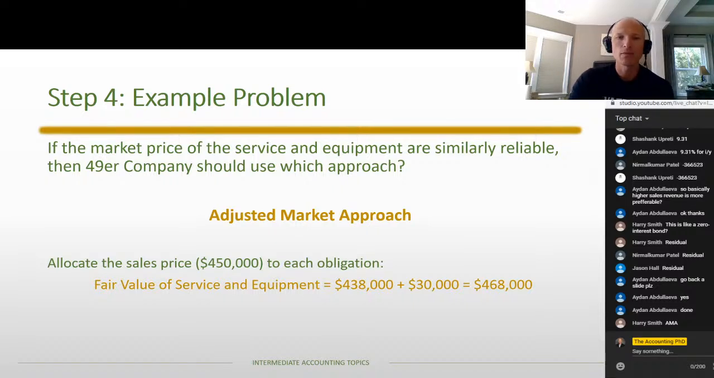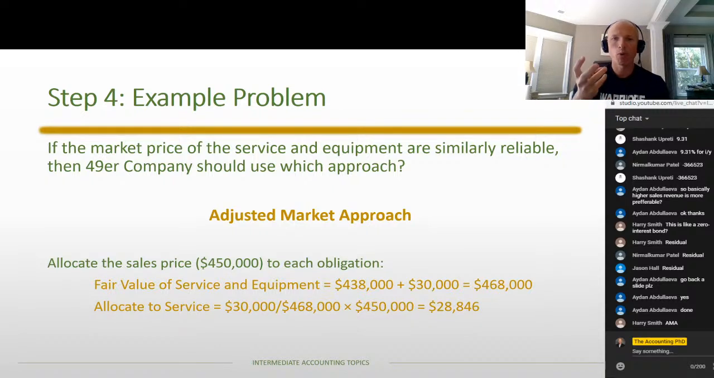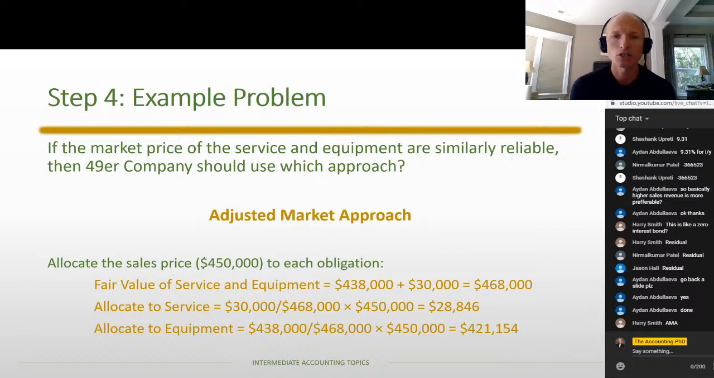$468,000. Then from there, we're going to allocate to the service, and we're going to use the proportion of the fair value of the service to the overall fair value. That's where we get the 30,000 over 468,000. It's the proportion of the fair value of the service to the overall fair value of both items together. And then of course what we are allocating is the 450,000. So we take that proportion and we apply it to 450,000, and that gives us the amount that we need to allocate to service, which is $28,846.